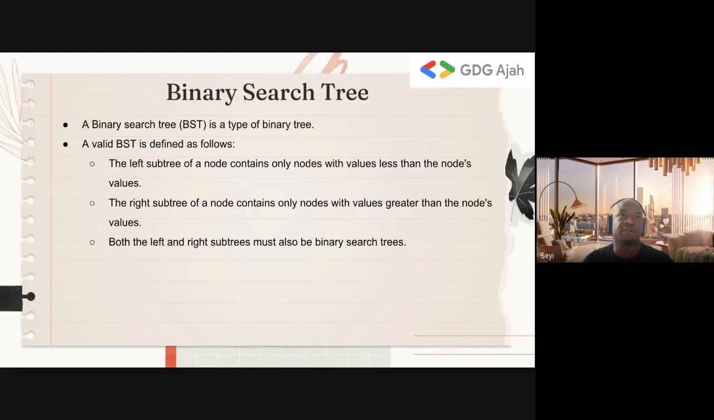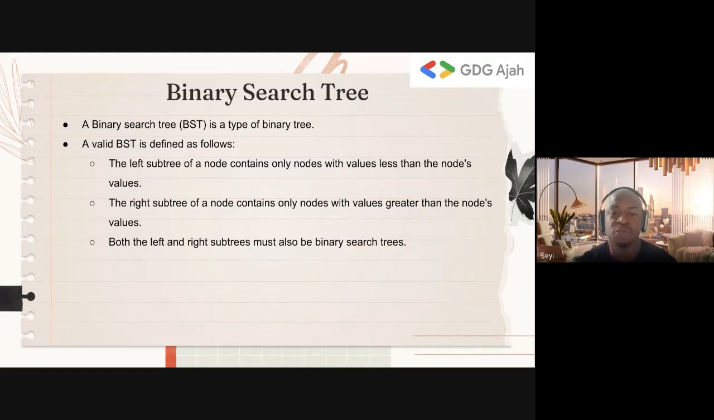So what is a binary search tree? Now, a binary search tree is a type of binary tree, but it has some other restrictions, which is that all the nodes in the left subtree of that node must be less than the current node's value. And all the nodes in the right subtree of that node must be greater than the node's value. And each of the left and the right subtrees must also be binary search trees.